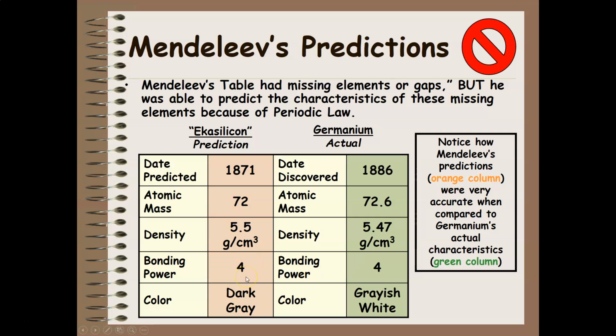Bonding power is how many things it likes to bond to. It likes to make 4 bonds, and it does in real life. He thought it would be a dark gray. Turns out it's a little bit lighter of a gray, more like a grayish white. And we call it germanium now. But considering the fact that in 1871 he was just guessing what this element would be like, that's pretty good guess.